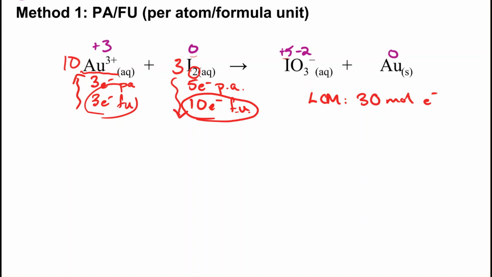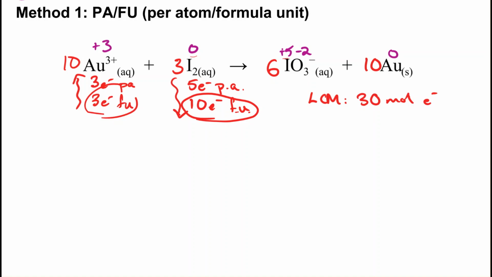So now we can start to balance our whole reaction. I'm just going to erase a couple things here. If I've got 10 golds, I need 10 golds. If I've got 3 times 2 is 6 iodines, I need 6 iodines. Now all of our non-oxygen and non-hydrogens are balanced.